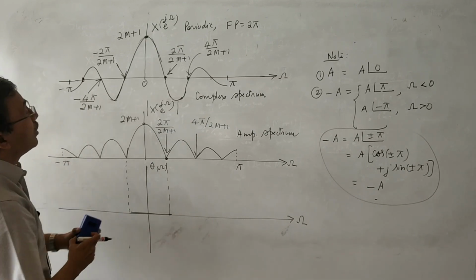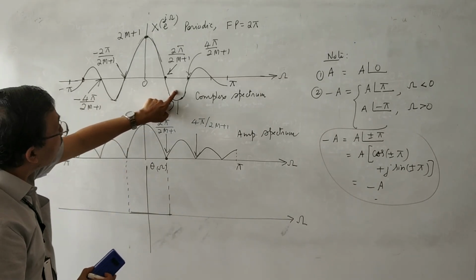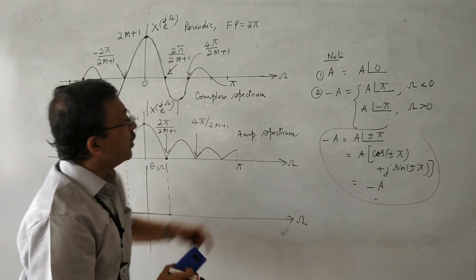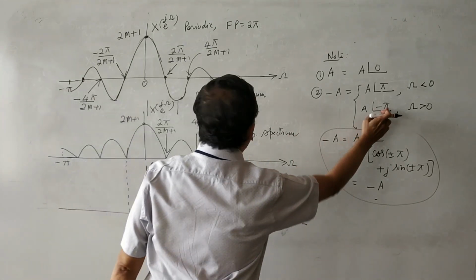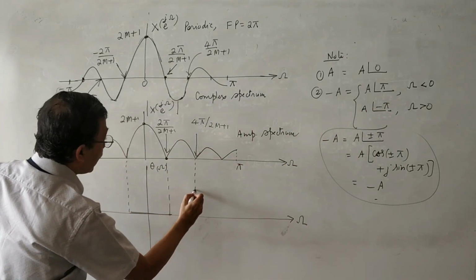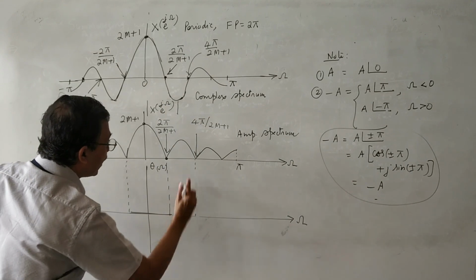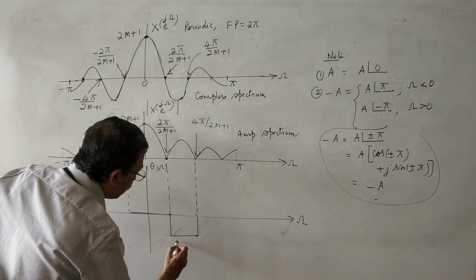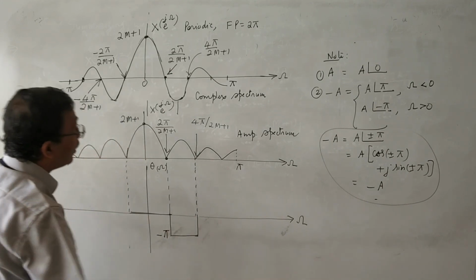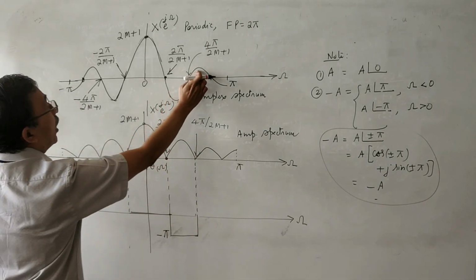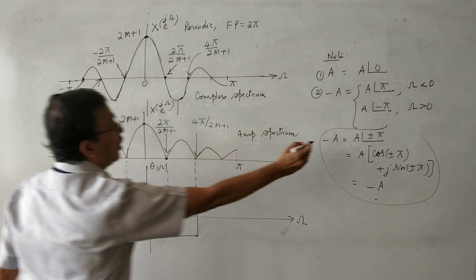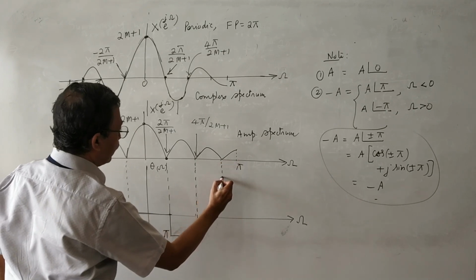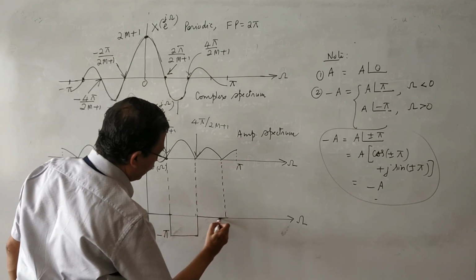Angle is 0. This is a negative half cycle, and this negative cycle occurs for positive values of omega. Therefore, what is the angle contributed by it? Minus pi. Therefore, this negative cycle, I'll represent by a rectangular pulse whose amplitude is minus pi. Next, this is now a positive cycle. Therefore, what is its angle? 0.